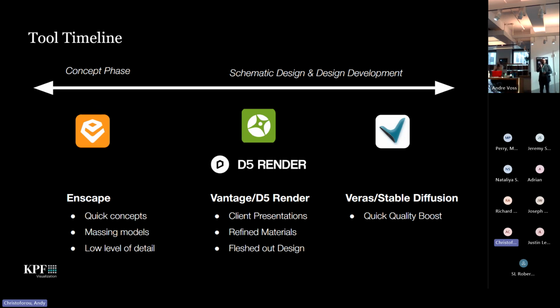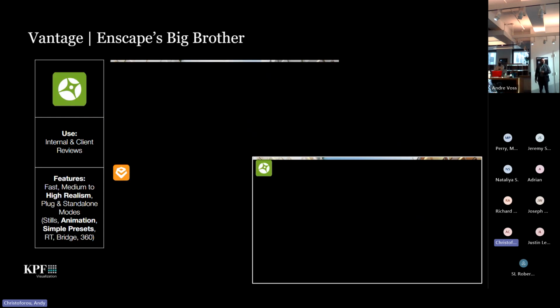So, what I was saying, in terms of a project lifecycle, we're using Enscape for early conceptual work. And then as the design progresses, it either moves to Vantage or D5, and then is followed up by AI to kind of enhance the overall quality.